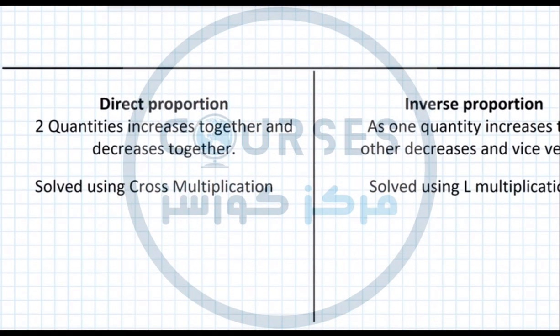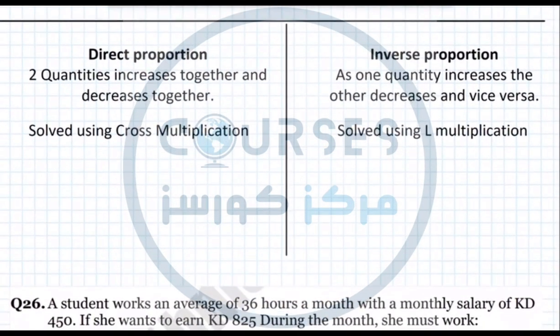Moving forward. Okay, direct proportion and reverse proportion problems. How can we identify direct proportion? Direct proportion means 2 quantities increasing together and decreasing together. And we solve that one using cross multiplication. What about inverse proportion? From the word inverse, as one quantity increases, the other one decreases. And we solve that using L multiplication. I know it's a new word. We're going to find out how we can do it. Let's go to our problem and see what's going on.